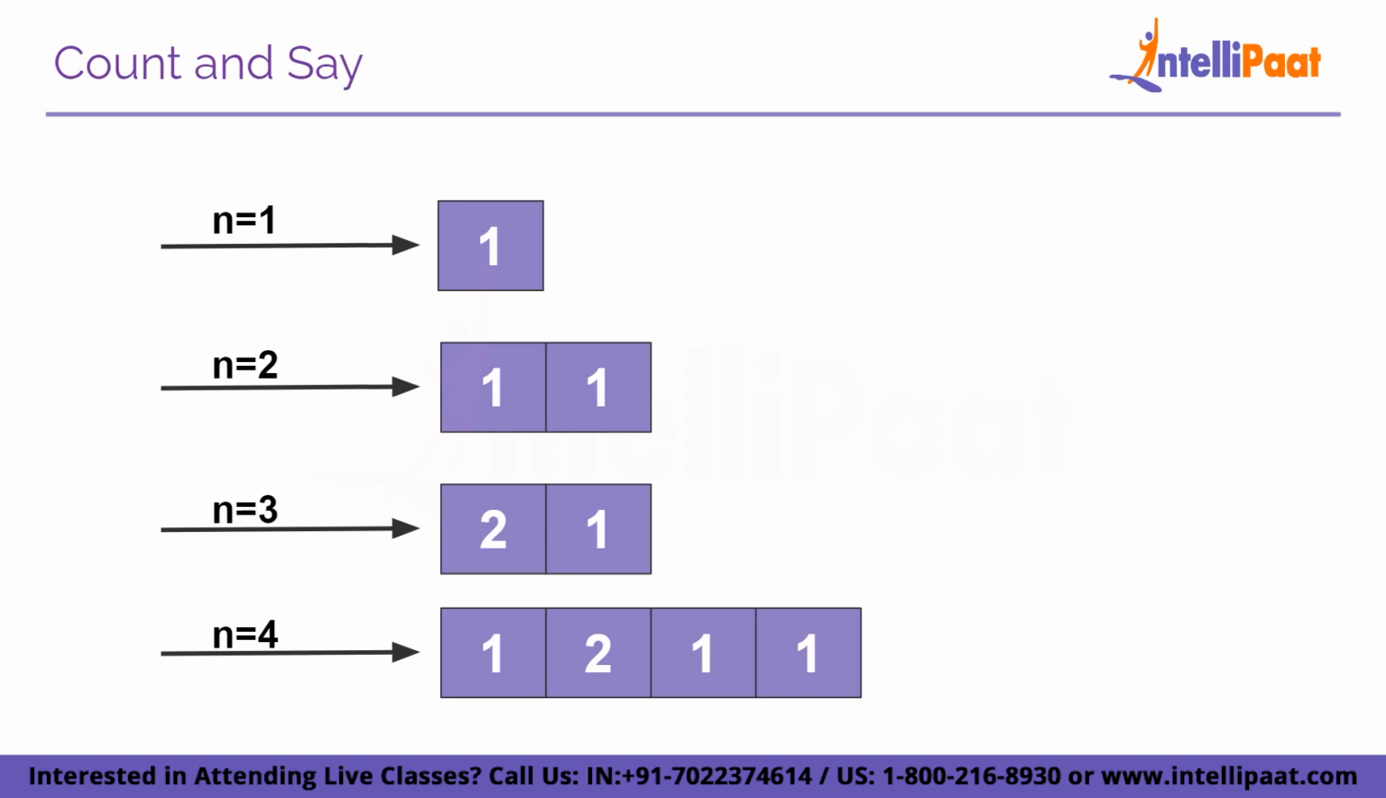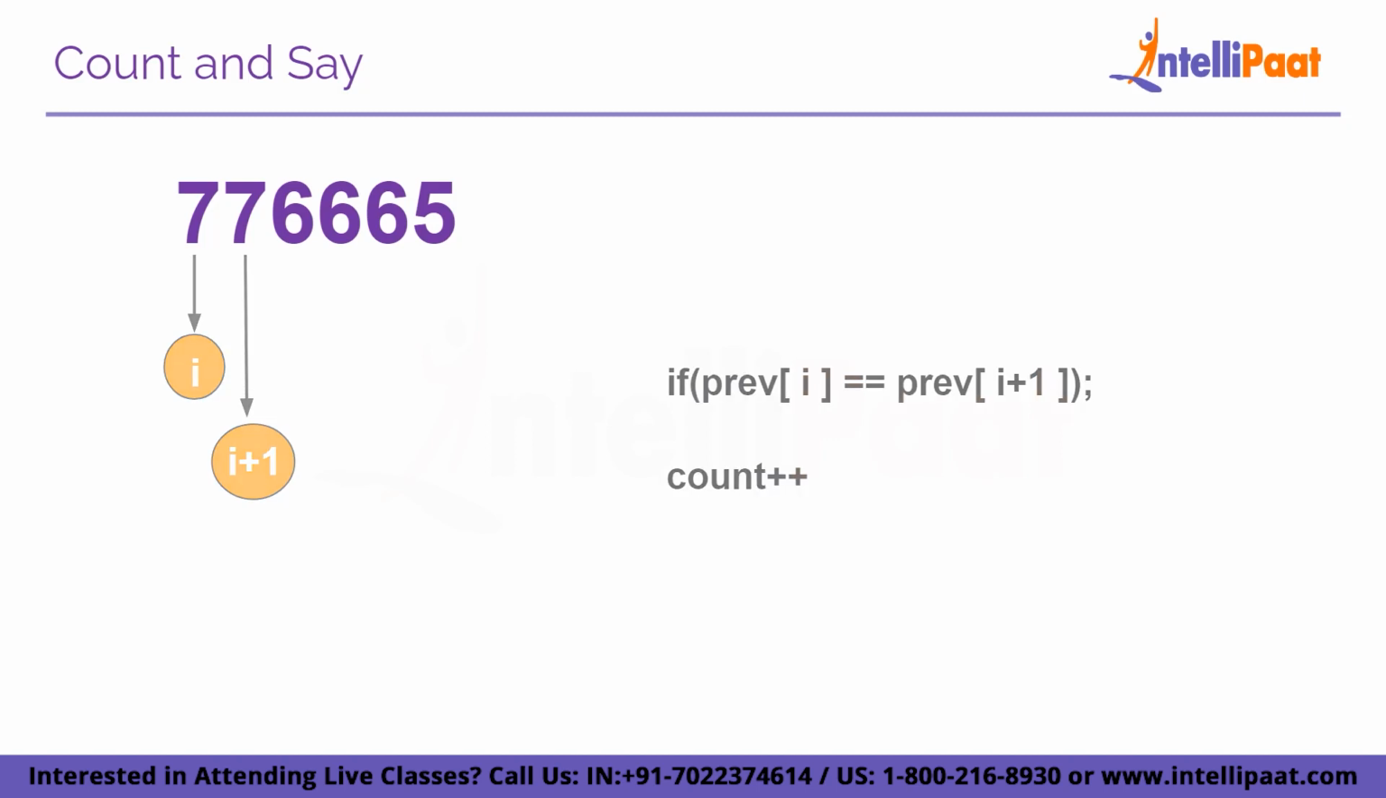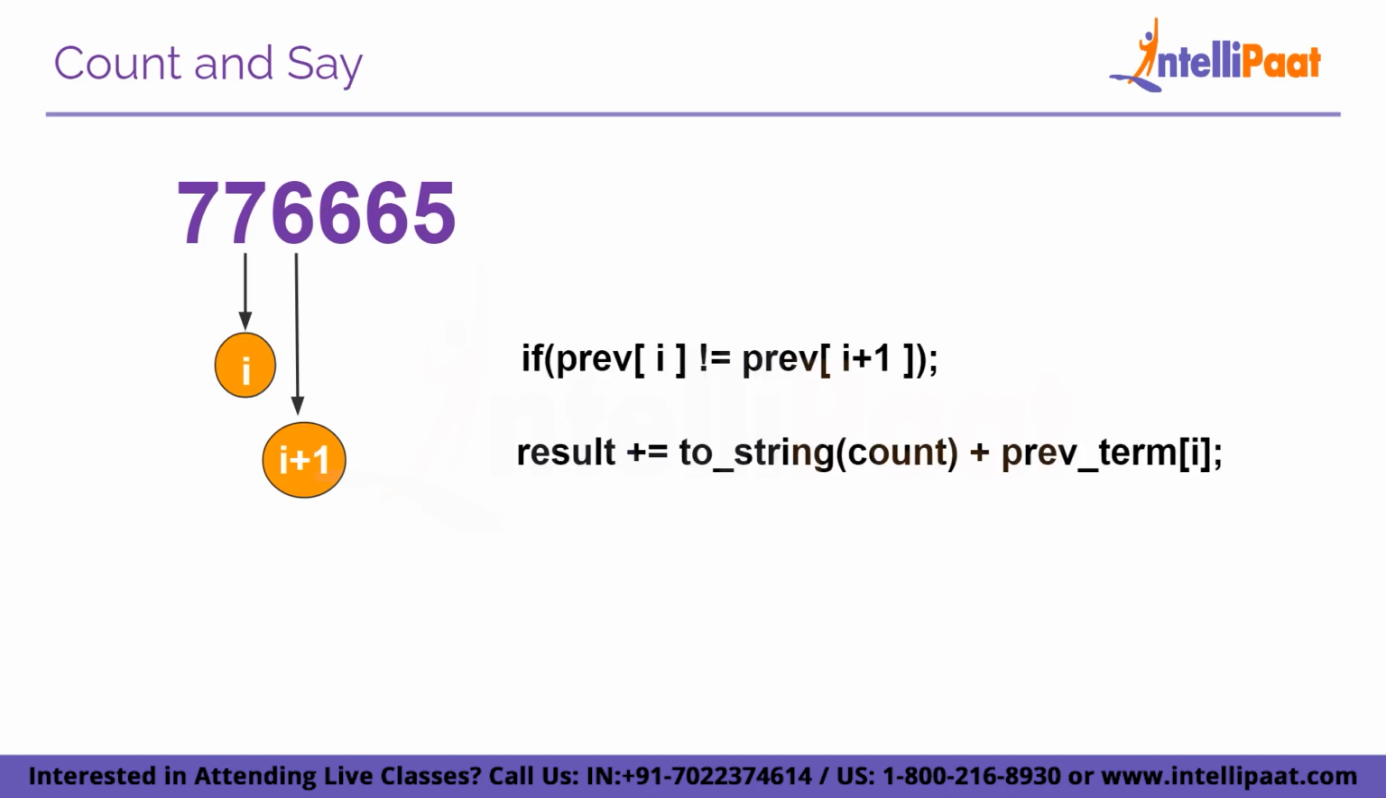Now let's try to understand the algorithm. Suppose we have a number 7766665. We will check if the current digit, that is at position I, is same as the next digit, that is at position I plus 1. Then if they are same, it increments the count variable. Now if the current digit, that is at position I, is not same as the next digit, that is position I plus 1, then we will add this to the result. At this point the result becomes 27.